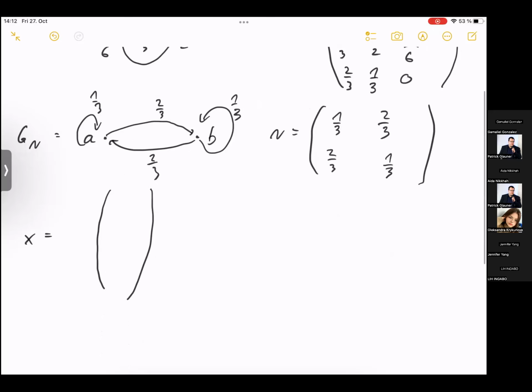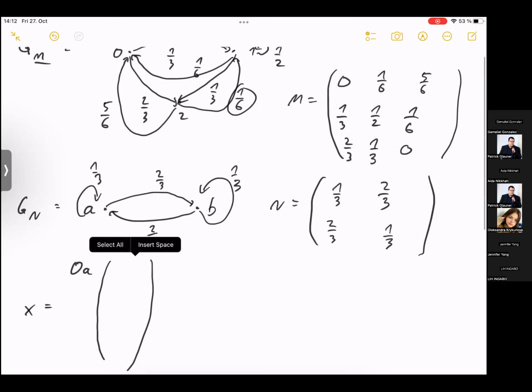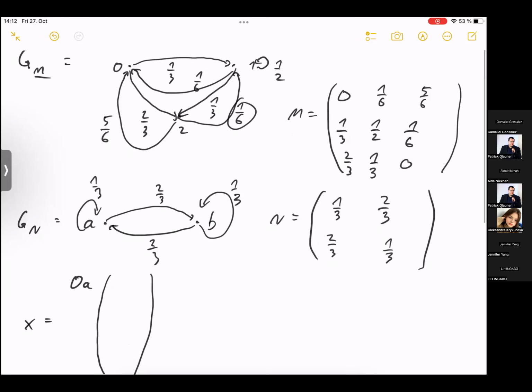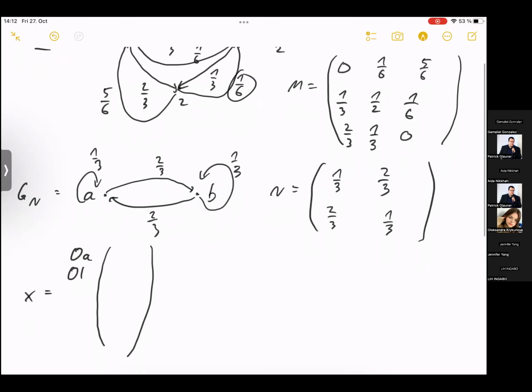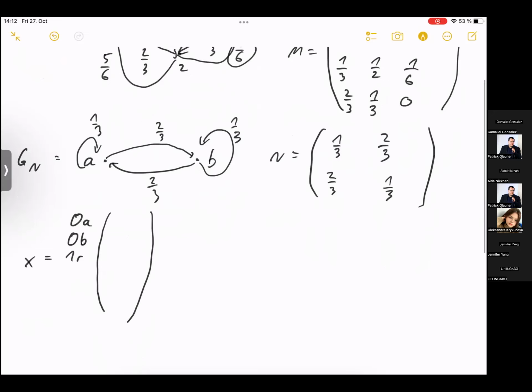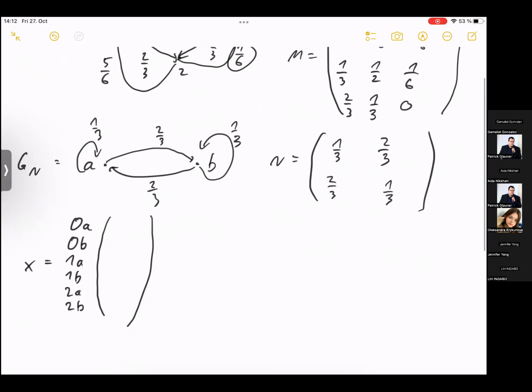For example, what I also do is I usually add a comment on the left so I know what each row stands for. I could say, for example, the first row stands for 0A. So it's a 0 from the first system and an A from the second system. The next one could be a 0B, then a 1A, a 1B, a 2A, and 2B. So it's 6 possible positions I have. And these are just comments here on the left, just to highlight what each position here stands for.